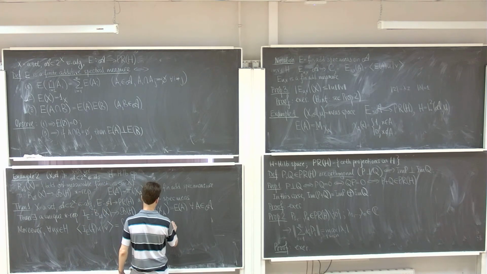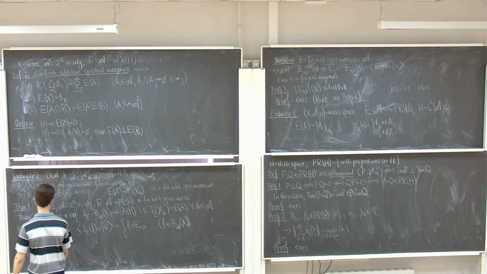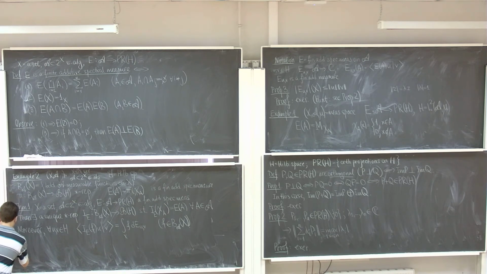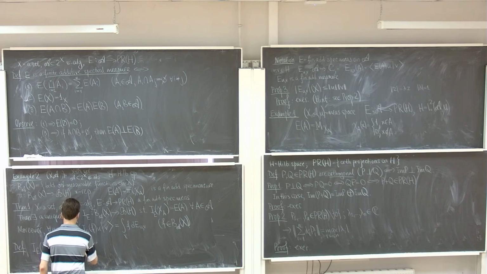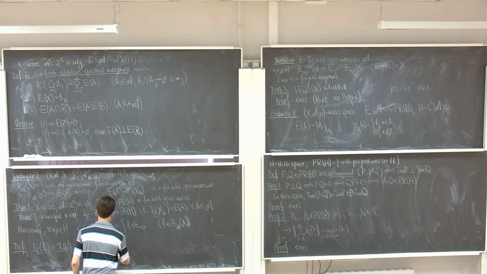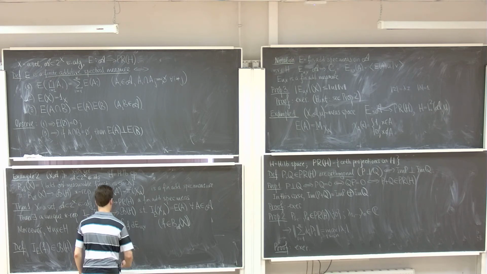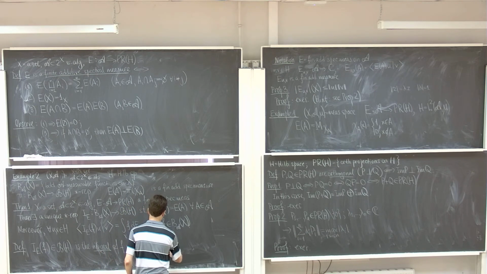This holds for each bounded measurable function F. And we introduce the following definition. The number E of F, this is not a number, this is an operator. This operator is called the integral of F with respect to E. And it is denoted as follows.